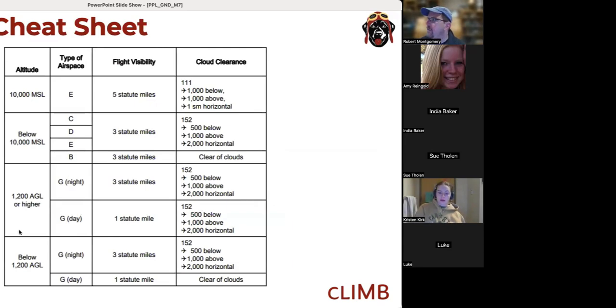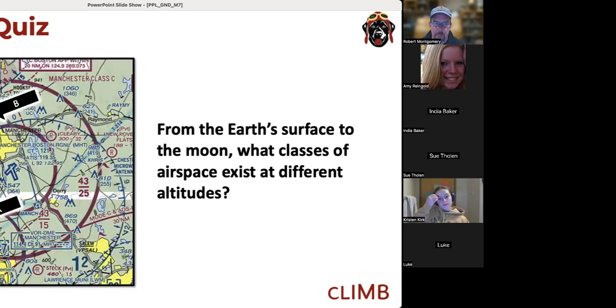And then what I did was I put together this little cheat sheet here. Actually, I didn't put it together. I stole this little cheat sheet from the FAA that breaks down all the different airspace types and what the cloud clearance requirements are, right? So, please enjoy it. Okay.